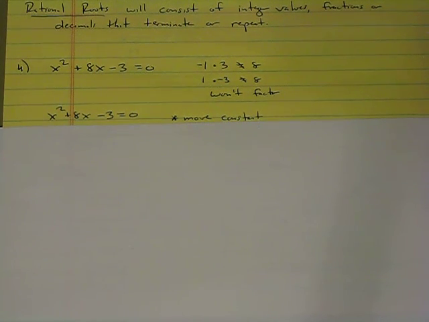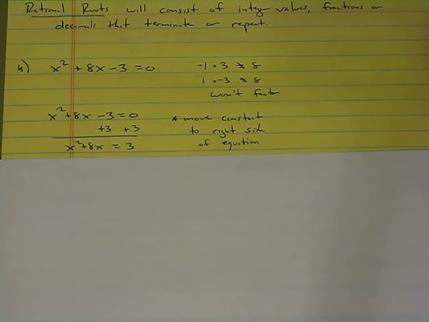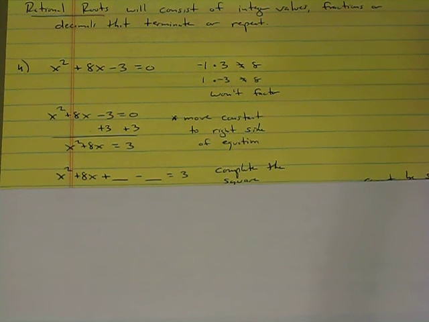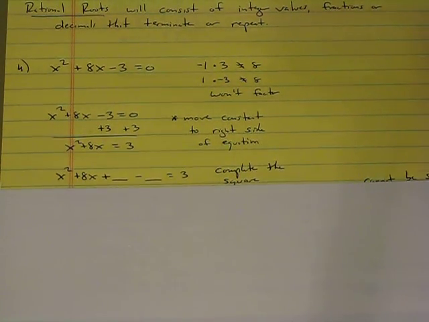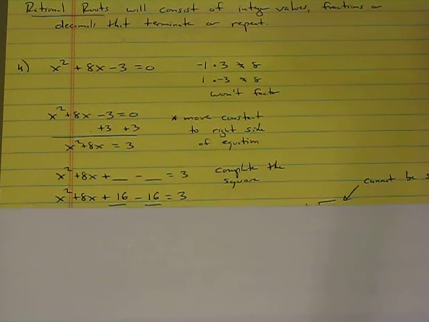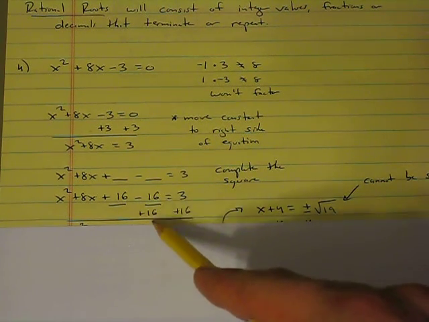We have our equation, and we're going to move the constant over to the right side. So we add 3 over, and that gives me x squared plus 8x equals 3. Now it's time to start completing the square. So this is where we're going to put our plus blank and minus blank after the 8x. To complete the square, we want to take half of the 8, which is 4. 4 squared is 16. So we put the 16 into each of those two spots. And now I'm going to move that 16 to the other side by adding it on over.